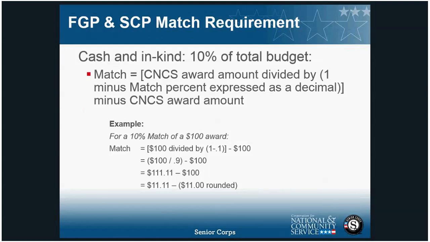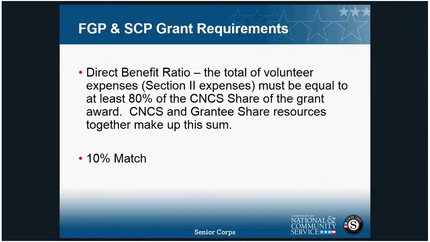Now we're moving into the same type of scenario for FGP and SCP, where there's a 10% match requirement. One other caveat for the Foster Grandparent and Senior Companion grant requirements is a direct benefit ratio requirement of 80%. You have to be on target at 80% at the end of each budget period. Otherwise, there may be funds that your agency will have to return to the corporation at the end of the three-year performance period.